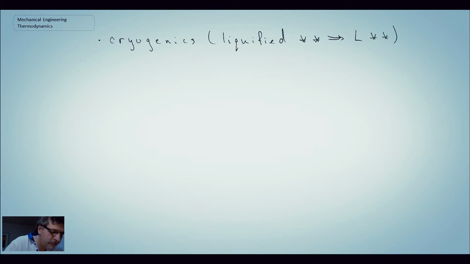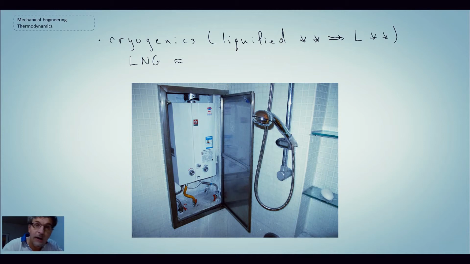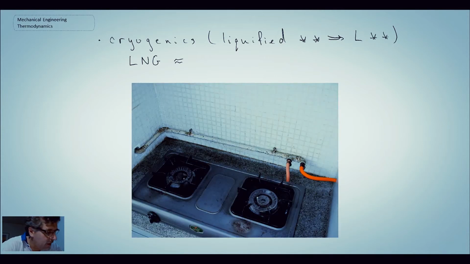Another area that we haven't talked about is cryogenics. And so what you're doing here is you're taking a gas and you're converting it into its liquid form. So a popular one nowadays is LNG, liquefied natural gas, and that is used to distribute natural gas from different areas of the world to other areas of the world where it's used for electricity generation, it's used for heating of homes, it's also used for cooking.